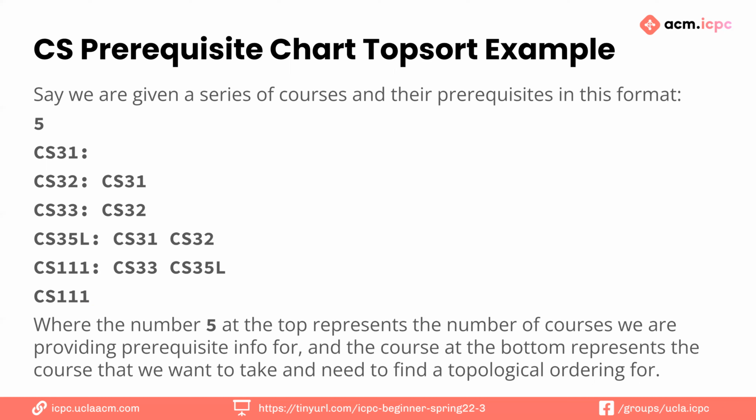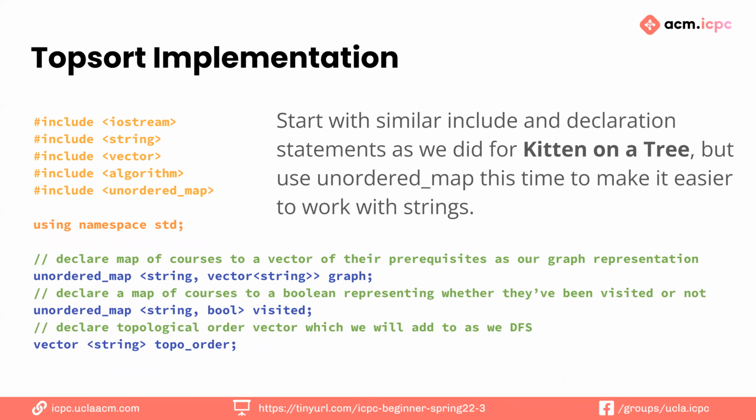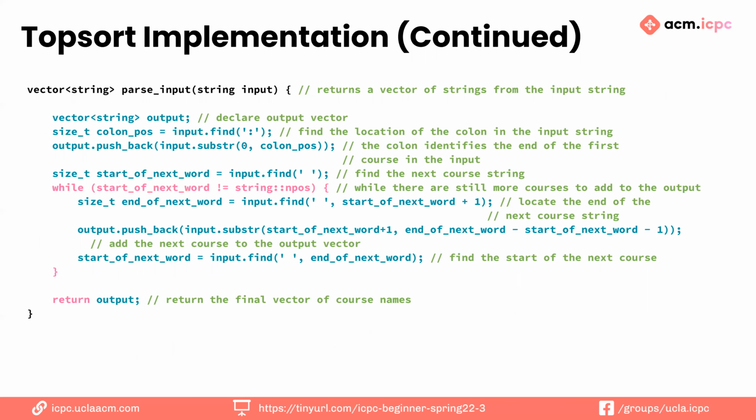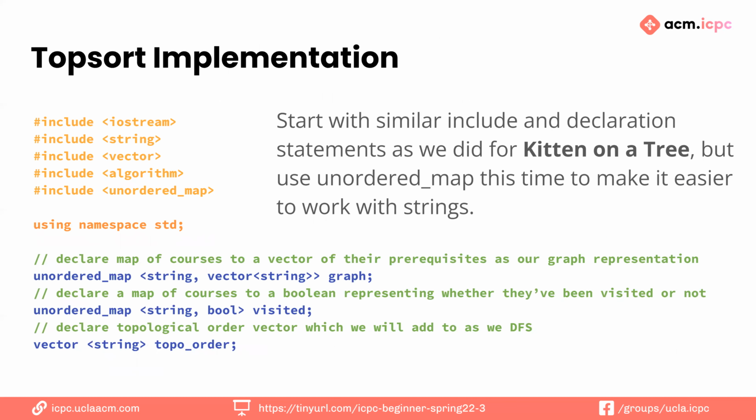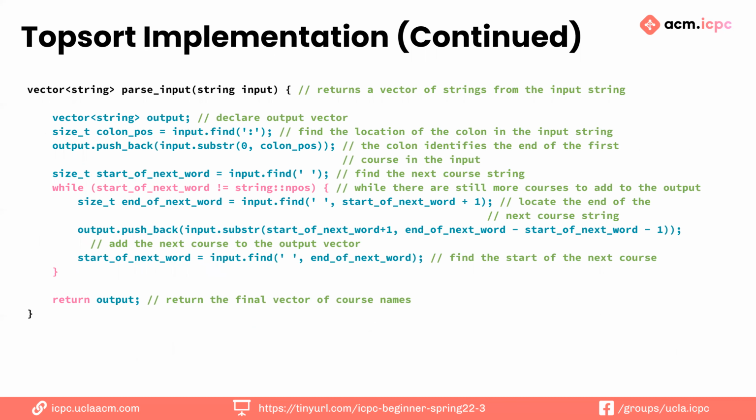Yeah, that's right. You have to take 31 first, and then you have to take 32. Then you can take either 33 or 35L in any order, and at the very end you can take one of them. But our job is to generalize this process using code. So if you want to implement it, you would use this starter code.